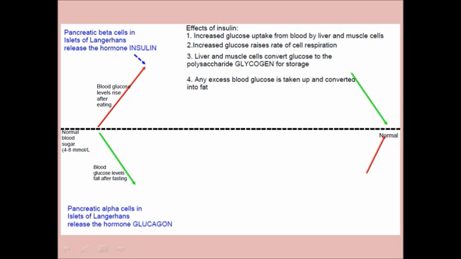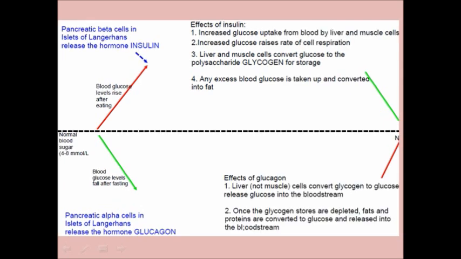So on the diagram you can see there's a green arrow showing the fall in blood glucose levels. And this time another group of cells in the islets of Langerhans of the pancreas are activated, and they release the hormone glucagon in increased quantities. What does glucagon do? Well, broadly speaking, the opposite to insulin. And so basically the glycogen that is stored in the liver cells, but not the muscle cells, is converted back to glucose and released back into the bloodstream to boost those blood glucose levels.